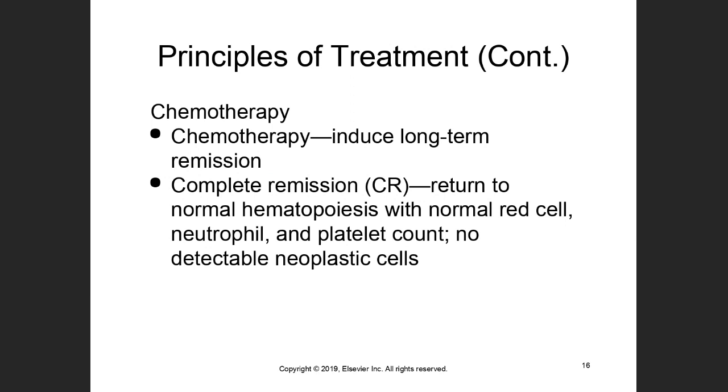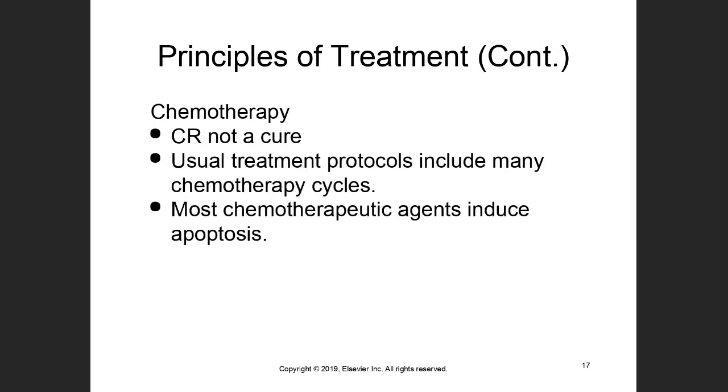Chemotherapy induces long-term remissions, complete remission, return to normal hematopoiesis. Normal hematopoiesis is normal production of the red blood cells, okay? Normal red cell, neutrophil, and platelet count. Chemotherapy, complete remissions, not a cure. You have to be very careful because the disease sometimes has the ability to come back, okay, and then you again have the disease.